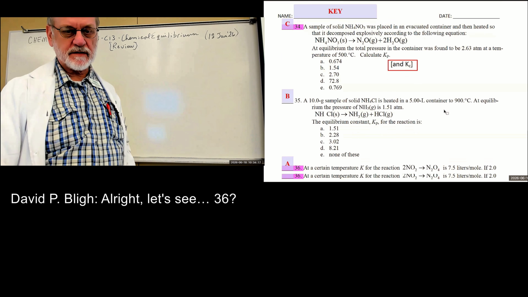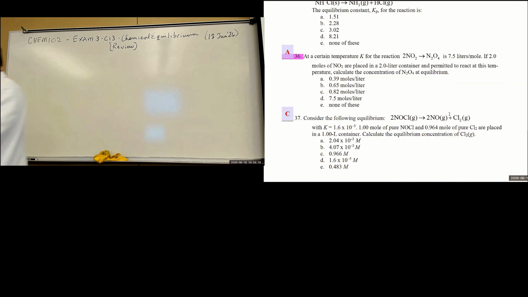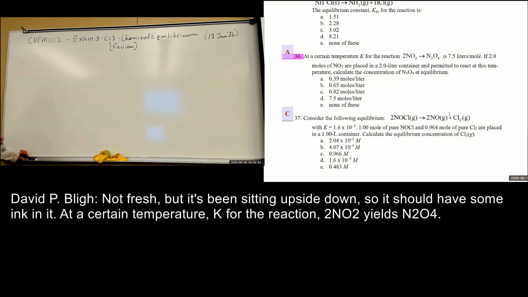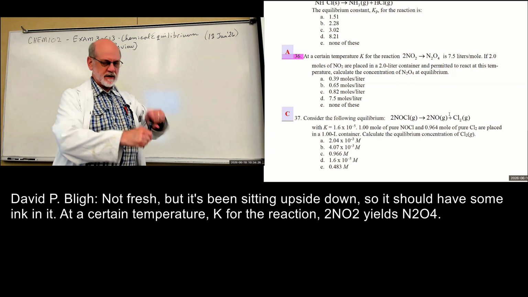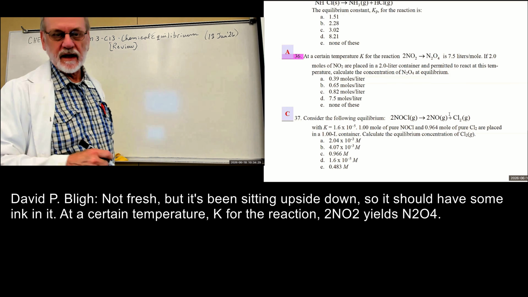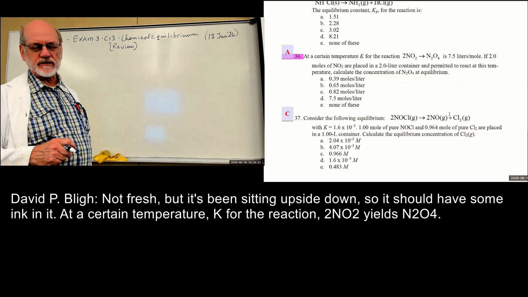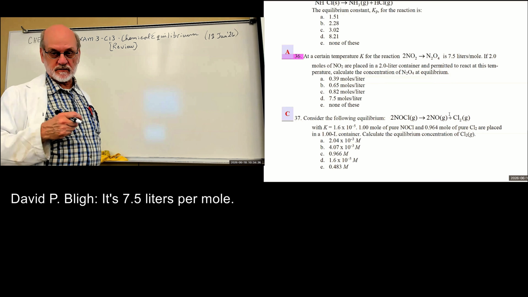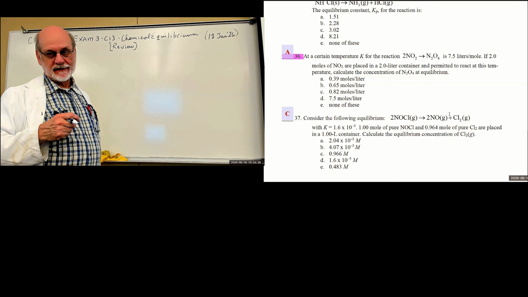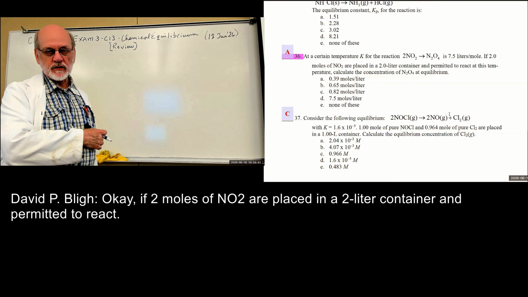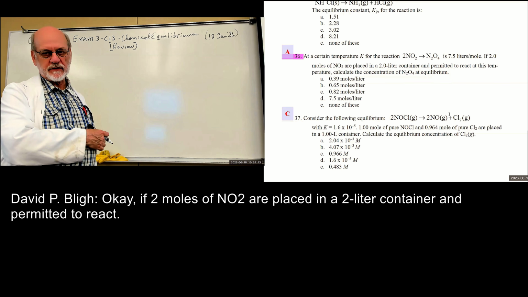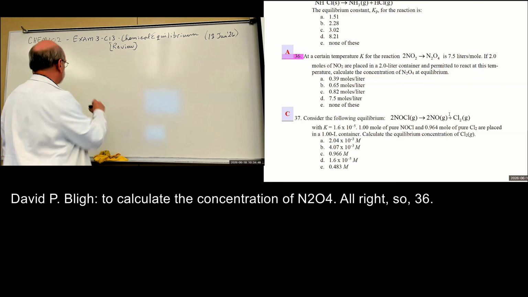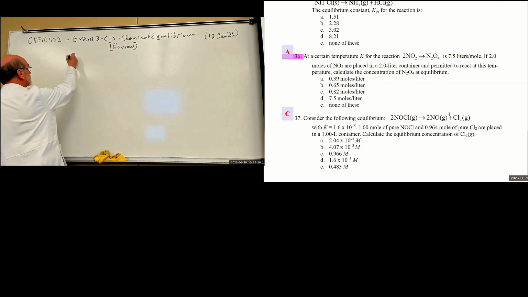All right, let's see, 36. Fresh marker. Well, not fresh, but it's been sitting upside down, so it should have some ink in it. At a certain temperature, K for the reaction 2NO2 yields N2O4 is 7.5 liters per mole. Okay, if 2 moles of NO2 are placed in a 2-liter container and permitted to react, calculate the concentration of N2O4.